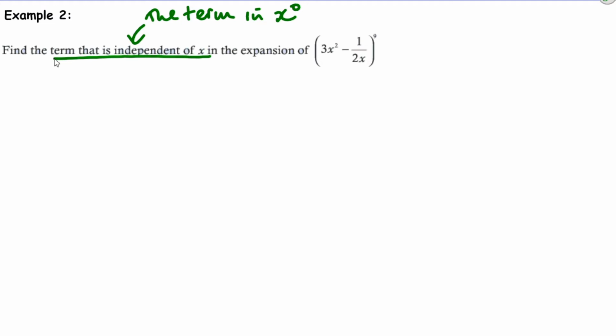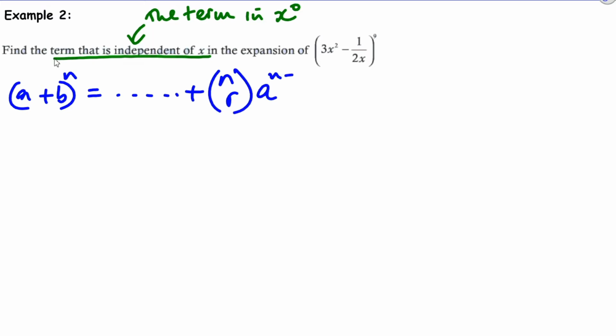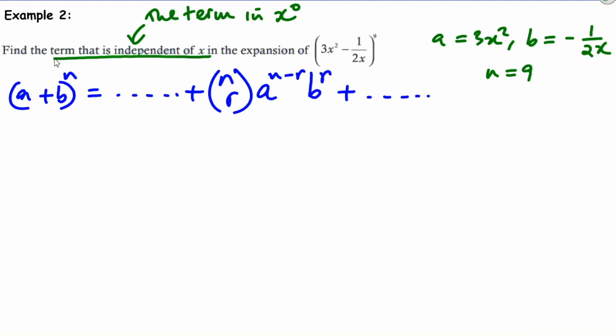So basically what I mean is the first step will be to write down the binomial expansion formula, which is (a plus b) to the power n equals whatever comes first plus the formula for the general term in this expansion, a to the power n minus r, b to the power r, plus whatever comes next. So we can clearly see by inspection that a is equal to 3x squared, b is equal to negative 1 over 2x, and n is equal to 9. So all that we have to do is plug this into the general term formula to find the general term.